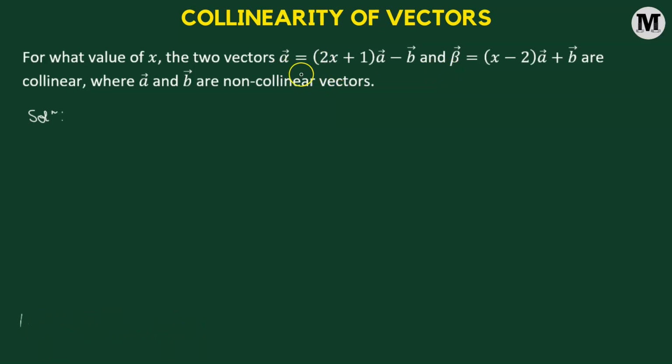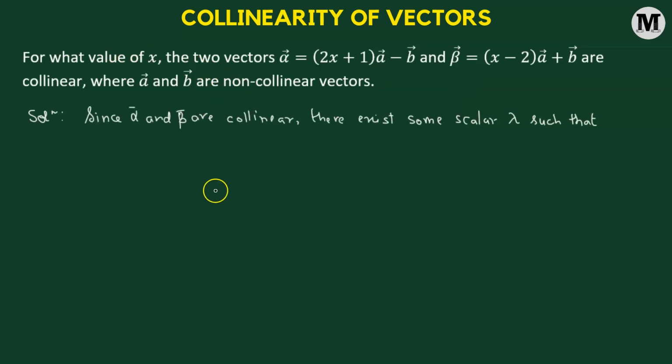is going to be a relationship that exists between alpha and beta. In other words, we can express alpha in terms of beta vector. So here we can relate alpha and beta as alpha vector equals the scalar lambda multiplied by beta vector.